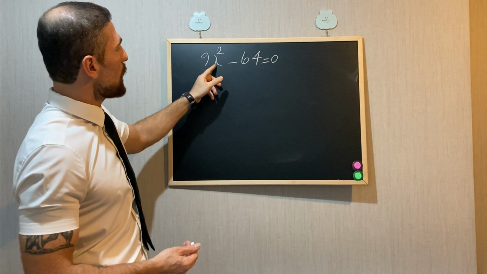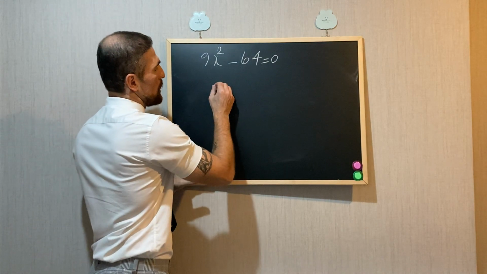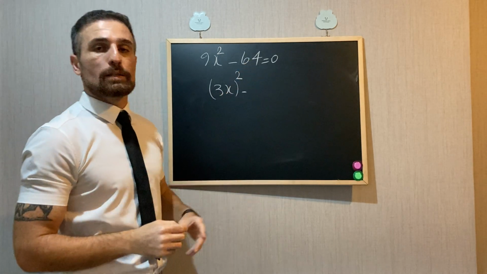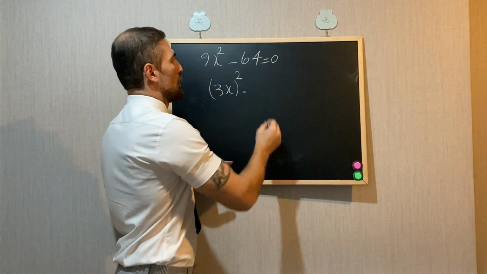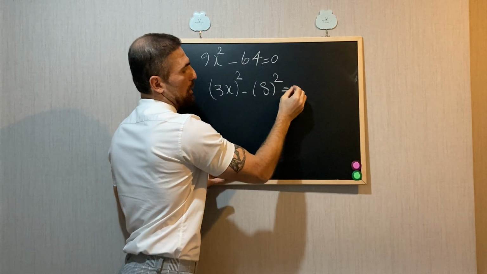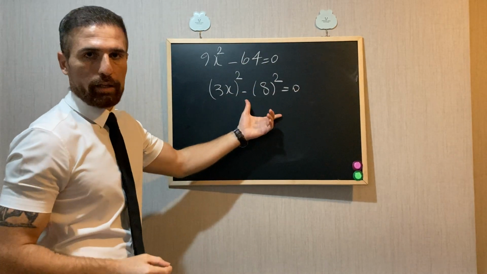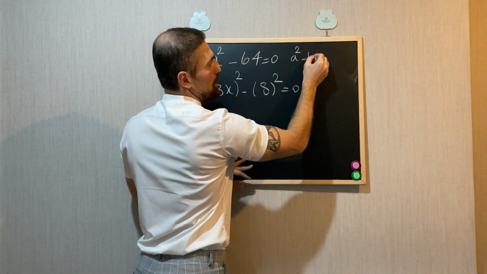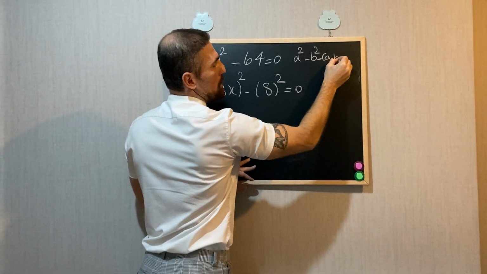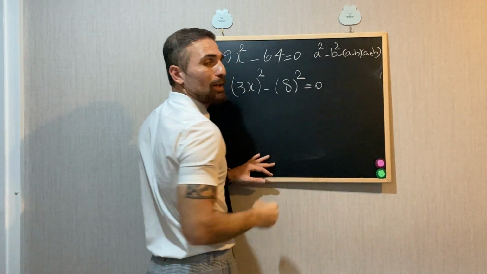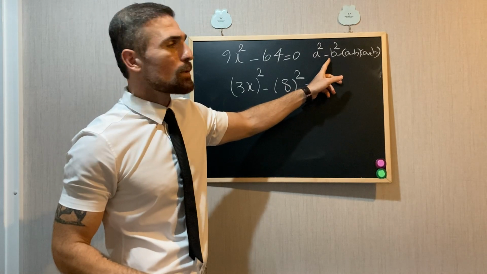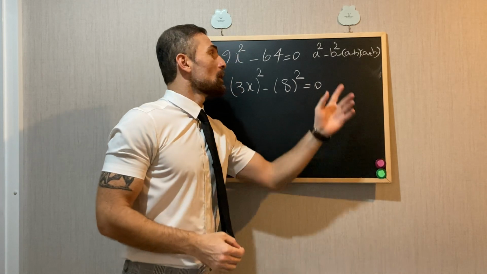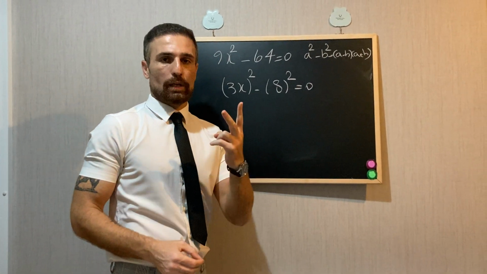The square root of 9x squared equals 3x. The square root of 64 is 8. Again, use difference of two squares. a squared minus b squared equals a minus b, a plus b. Difference of two squares. Repeat after me. Difference of two squares. Okay.